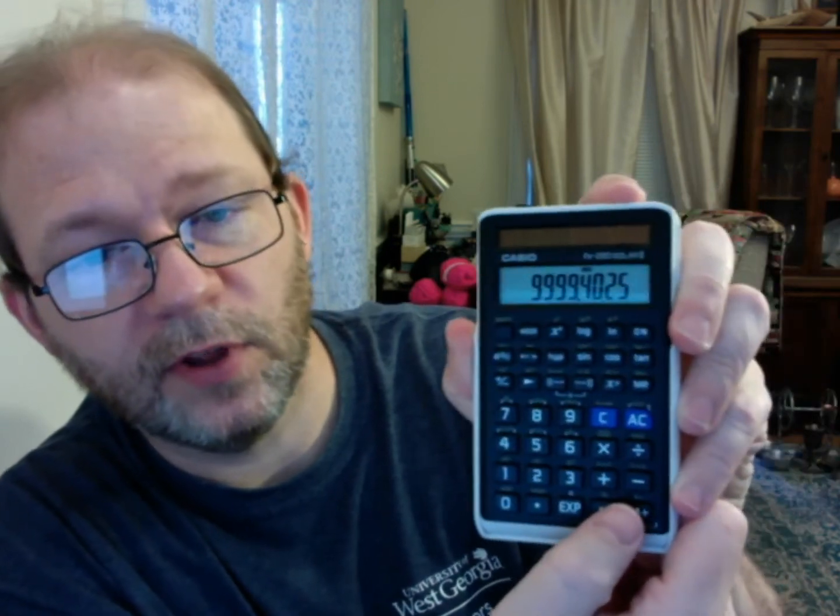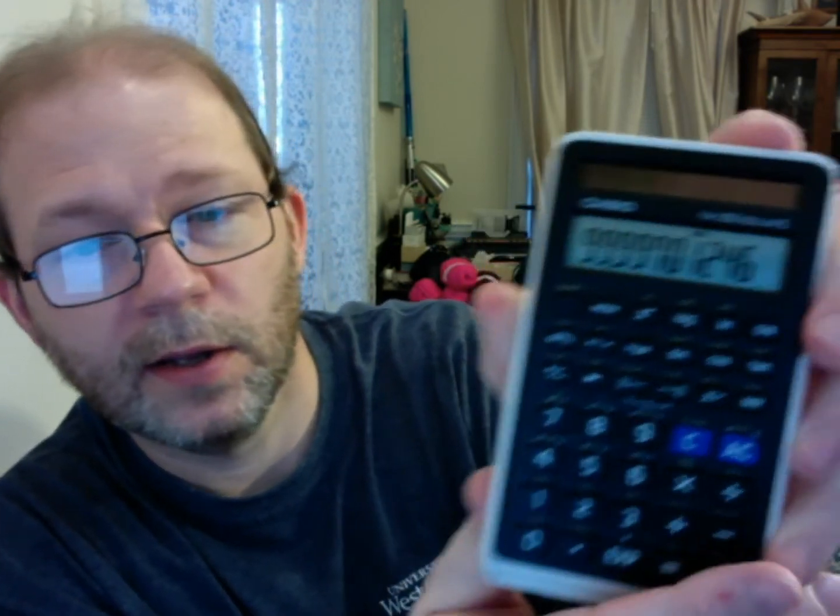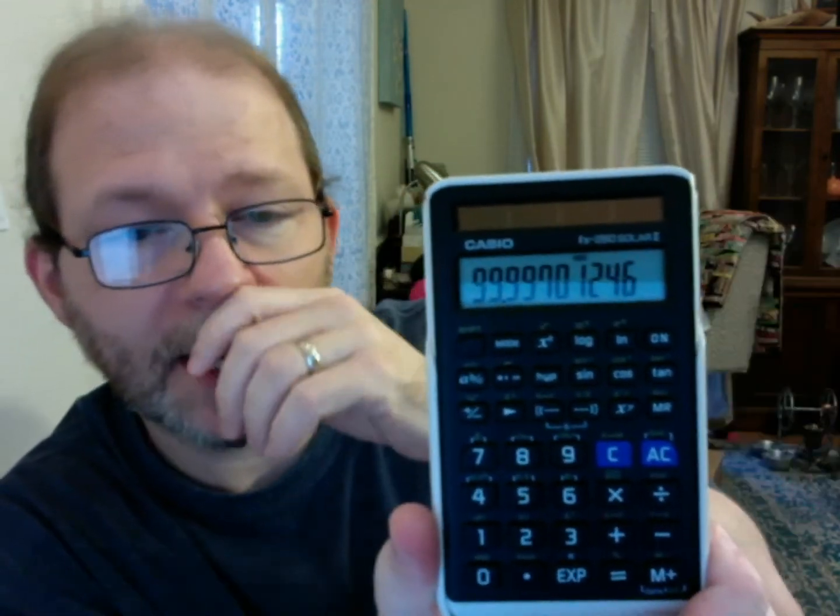What I'm going to do here is I've got 25.88. I'm actually going to clear that out. I'm going to put in 25.88 squared plus 96.59 squared equals this. Now if I take the square root of that, it gives me 99.997.